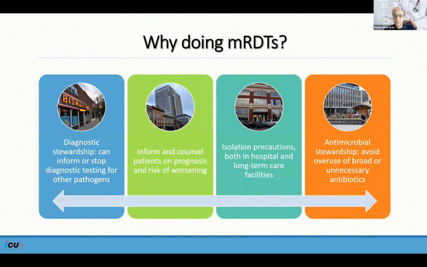We would tell the patient, if we detect, for example, COVID or SARS-CoV-2, that the patient would be at risk of deterioration and progression into more severe disease compared to if you detect a rhinovirus, for example. And it also gives you information that can be helpful in the isolation precautions. So you can put the patient in isolation quicker for patients with influenza or COVID-19. This is both in the hospital and in the long-term facilities.